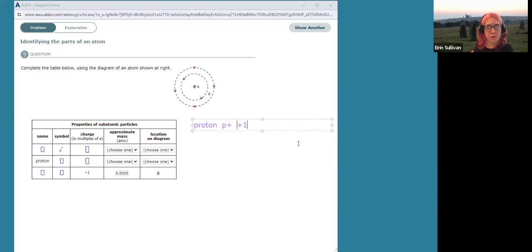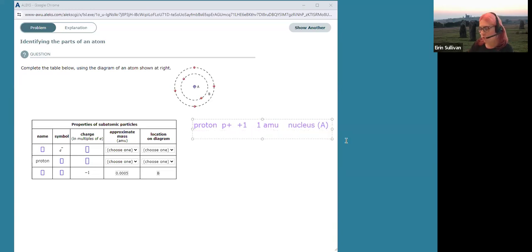Protons and neutrons both live in the nucleus, which is the very, very center of the atom, which in this particular diagram is shown with the letter A. So they are located in the nucleus. So that is location A on ALEKS. The approximate mass of a proton and neutron is about the same, 1 AMU. Slight difference between the two, but in terms of order of magnitude, that will give us what we need.